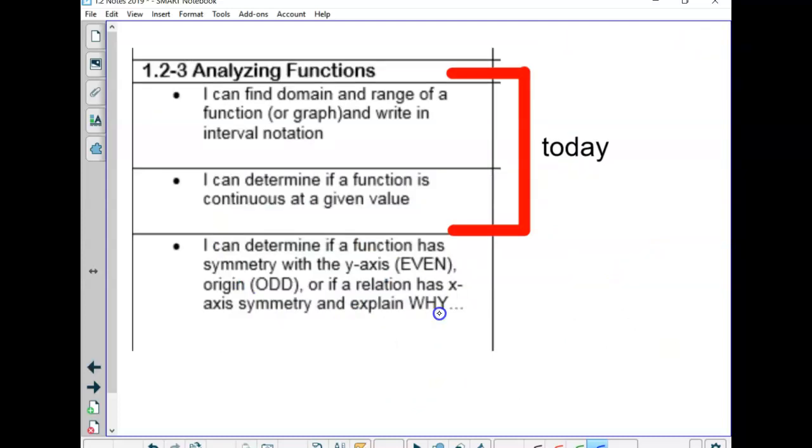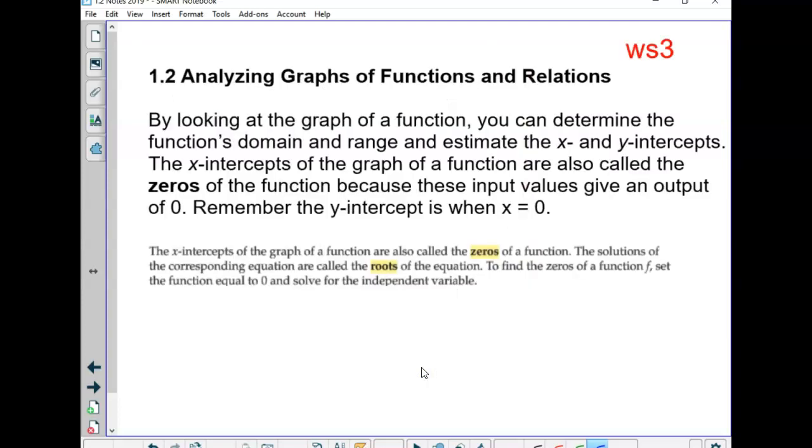So today we're going to talk about a little more domain and range, and then we're going to talk about determining if a function is continuous. And this slide is wrong because we are actually doing this as well today. We're talking about even and odd functions and symmetry with the x-axis, y-axis, or origin. By looking at the graph of a function, you can determine the domain and range. We talked about this. Sometimes from the equation, we can also determine the restrictions. The x-intercepts of a graph are also called the zeros.